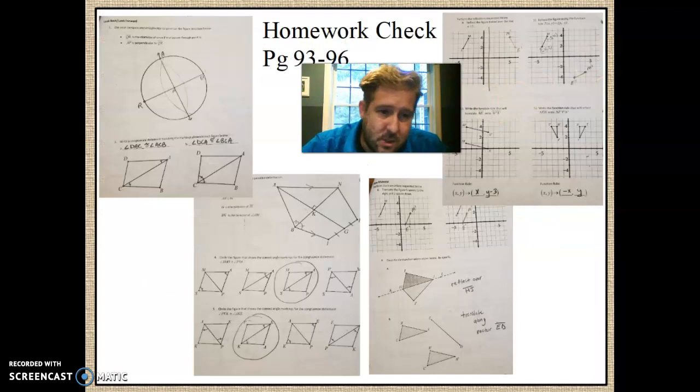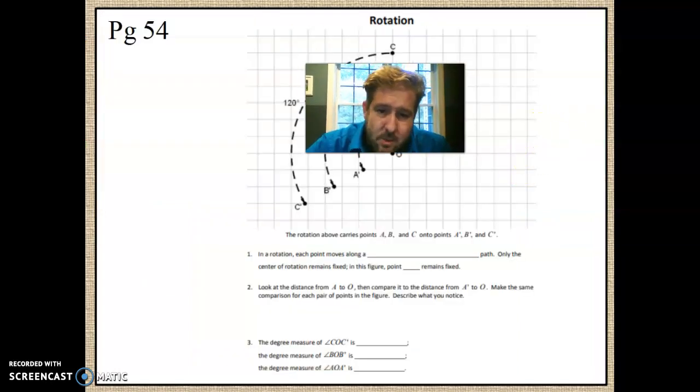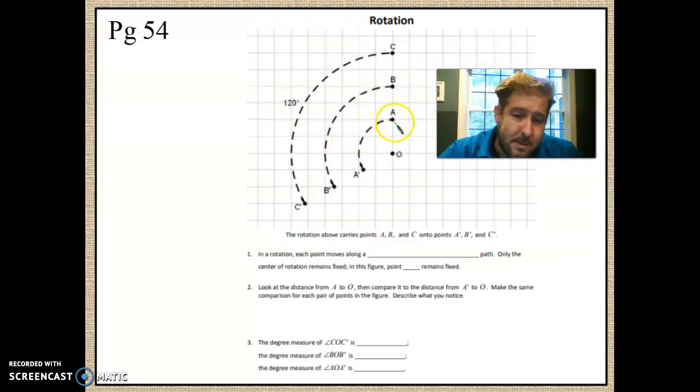All right, so rotations. Just keep in mind that when we're talking about angle measure, this is a 120-degree rotation. If I connect A to A prime, it's going to make this angle, and B to B prime is going to make the exact same angle, and C to C prime is going to be the exact same angle. So this is a 120-degree arc, but so is this, and so is this.